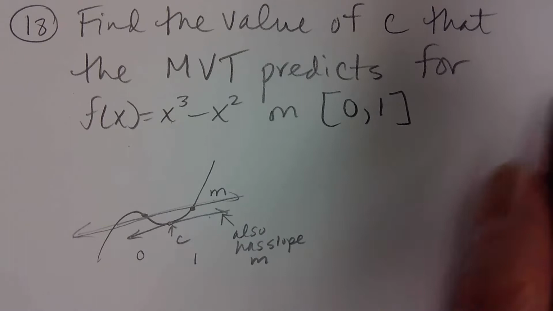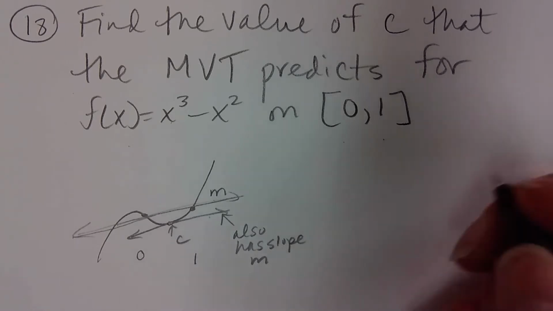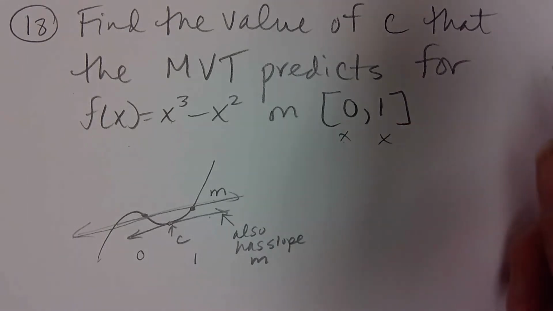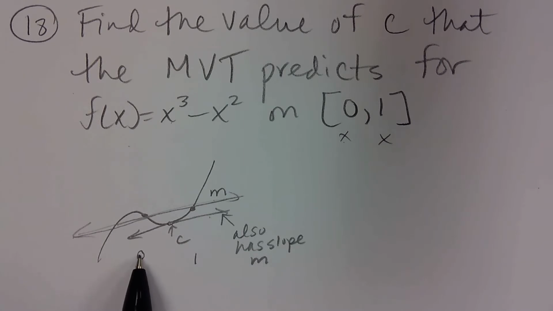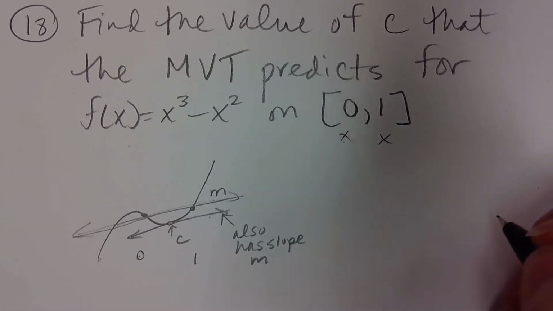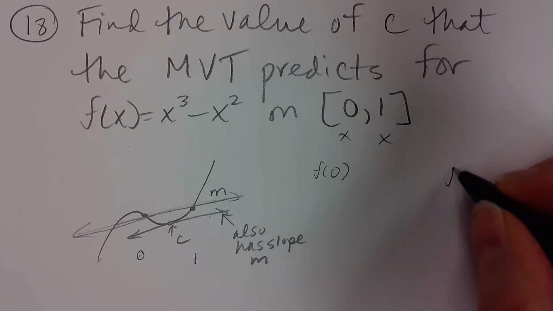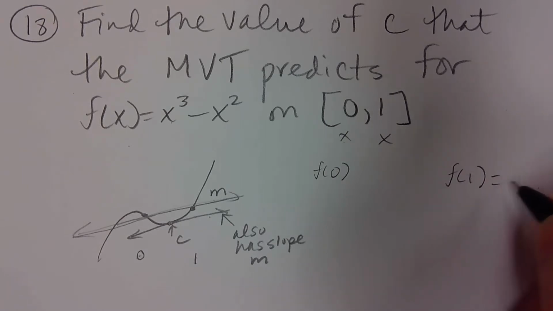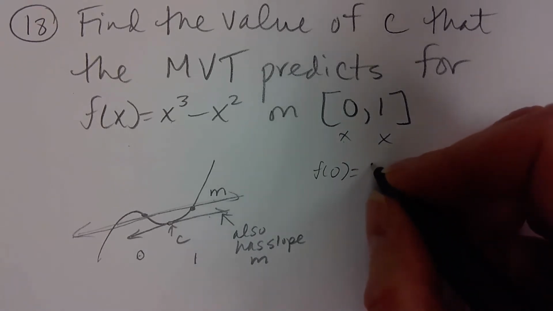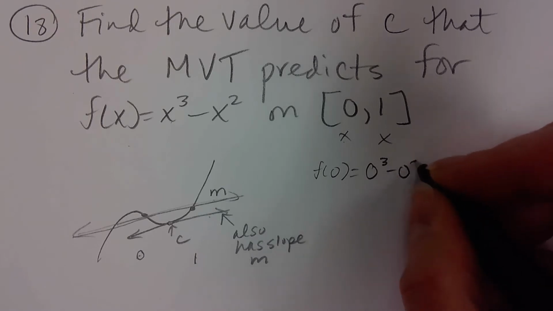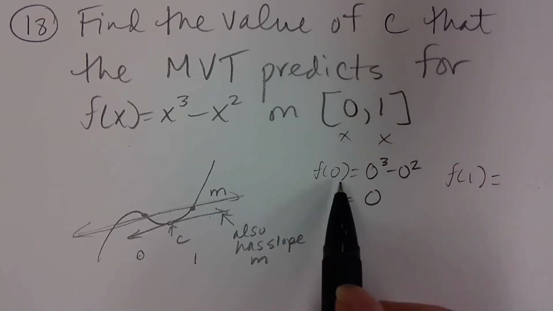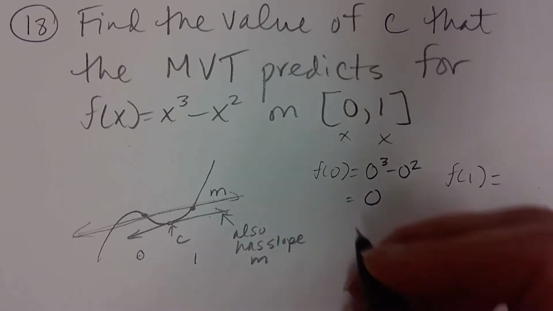So what I need to do is first find the slope of the line connecting the endpoints. We have to be really careful. 0, 1 is not an ordered pair. Those are both x's. I'm talking about where x is 0 all the way until where x equals 1. So in order to find the ordered pairs on my line, I have to do f of 0 and f of 1. When I do f of 0, that's 0 cubed minus 0 squared, which is just 0. So if I plug in 0 for x, my y is 0.